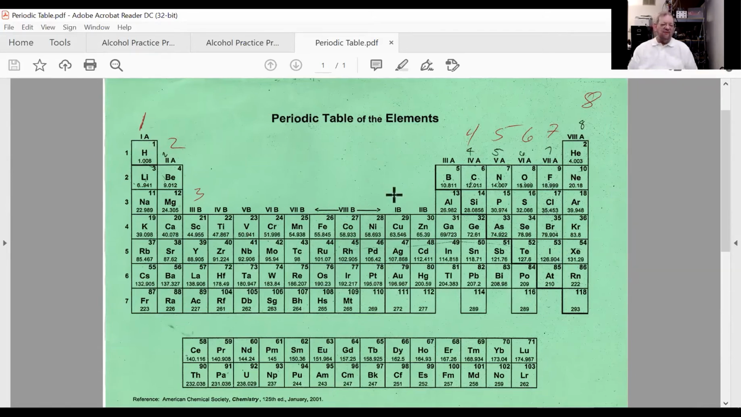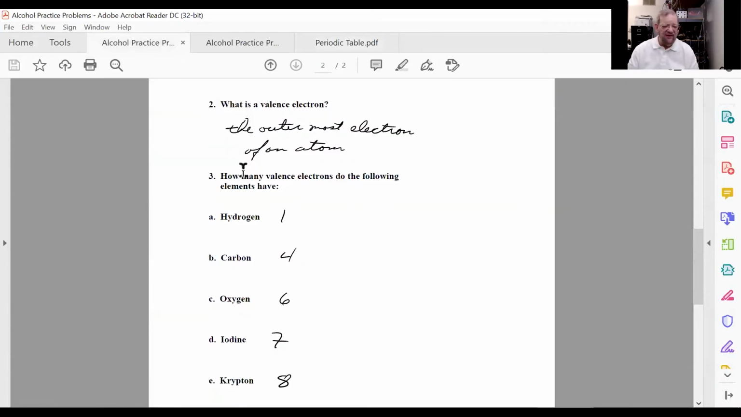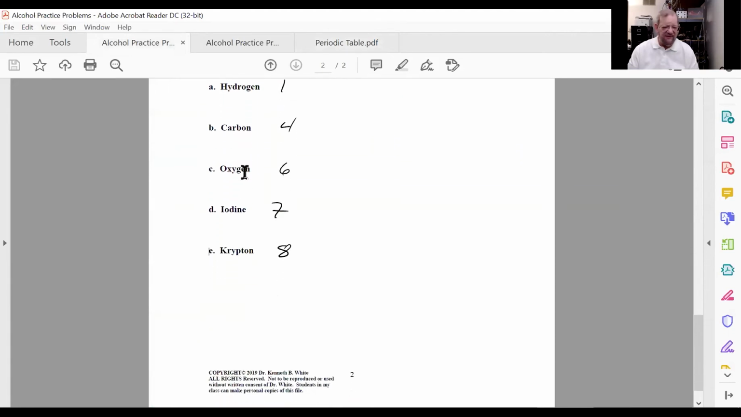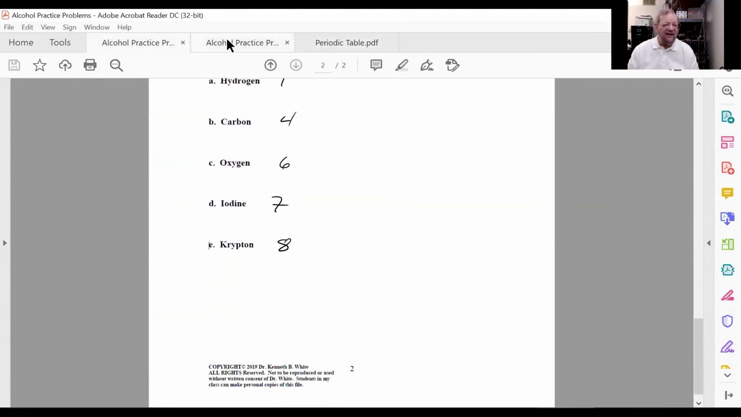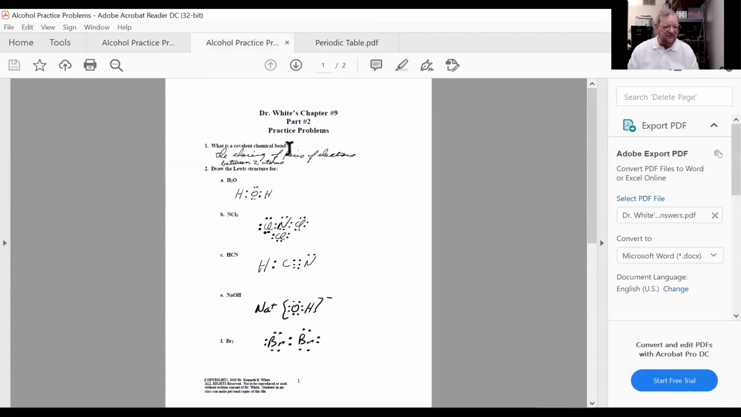Oh, let's do one more. Let's do, for strong bones, let's look at calcium. And how many valence electrons does calcium have? And the answer is here, calcium Ca, two valence electrons. And that's how you do that. If you notice, I have a whole bunch here. All right, let's move on to the next practice problem.